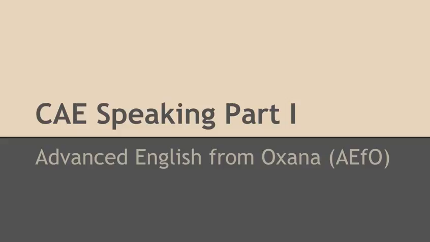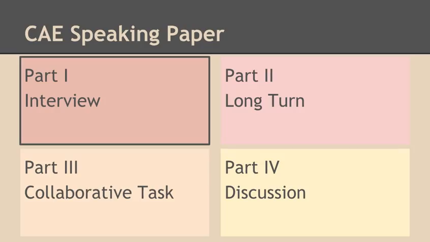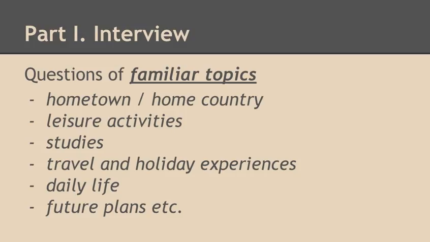Today, I am launching a series of video presentations about the Cambridge English exam speaking paper. This paper consists of 4 parts. Part 1 is an interview. Part 2 is a long turn or a monologue. Part 3 is a collaborative task. And Part 4 is a discussion of problematic questions. If you need more information about Parts 2, 3 and 4, you can check our next videos. Today we are going to have a closer look at Part 1, Interview.